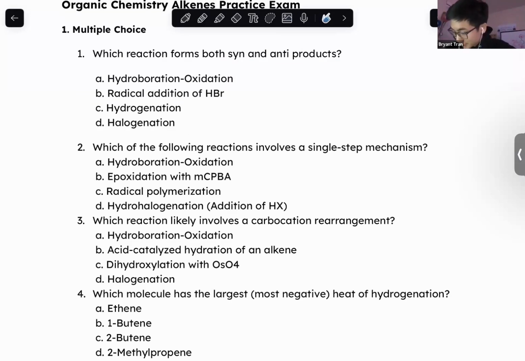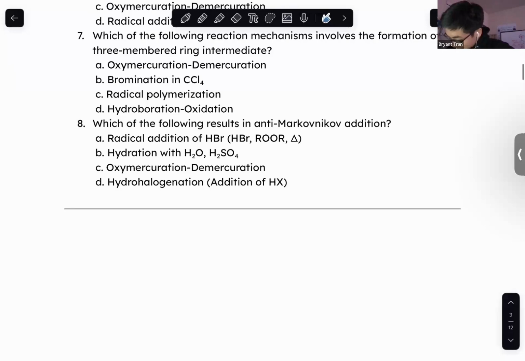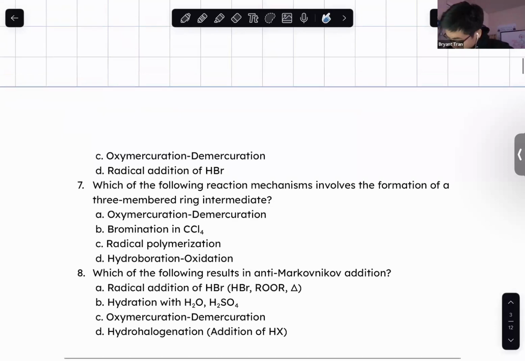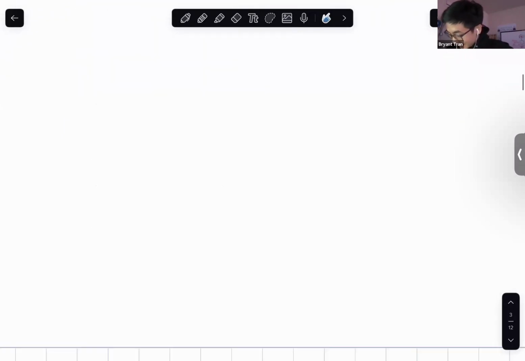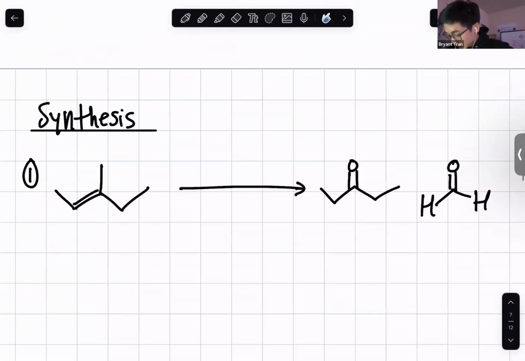Today I plan on going over the practice midterm one here. There is one question that has two answers, which is the one with the three-membered ring. This one here has two answers, right? And we'll go over the predicted product, mechanism, the explanation questions, and synthesis problems.